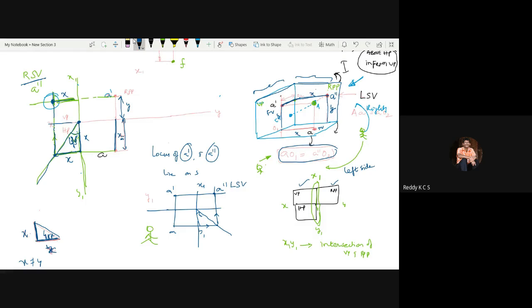Okay, so this is about the right side view and this is about the left side view when it is located in the first quadrant only. I'm talking about only the first quadrant. When you go to the second quadrant, of course it changes. When it goes to the third quadrant, of course it changes. That is also what we discussed. The third quadrant we also discussed.